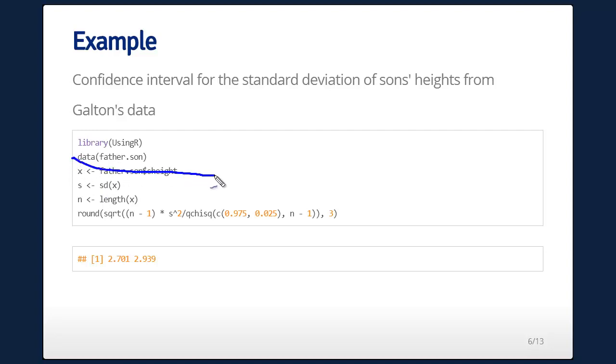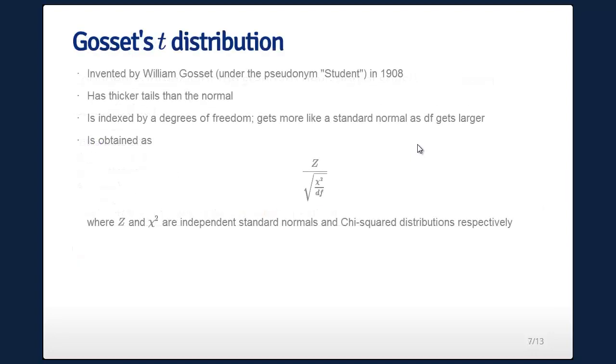So let's just do an example. Here x is the sons' heights from the father-son data from the UsingR data set Galton. S is the standard deviation of x. N is the number of observations. Then here is my confidence interval, just plugging in the normal way. Notice I'm grabbing the 97.5th and 2.5th percentiles. I made sure I did the degrees of freedom right, and I made sure I squared, so I'm putting the variance in it. I'm rounding to 3 decimal places. It gives me my interval from 2.7 to 2.9. So that's an example of creating that interval.